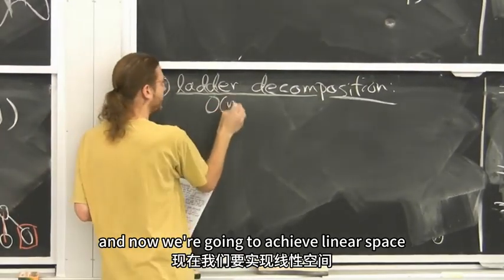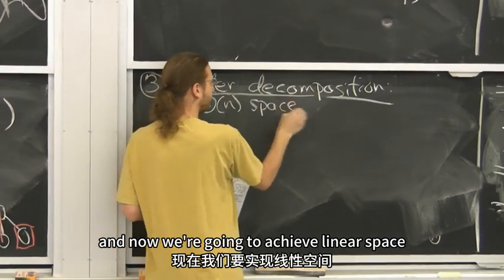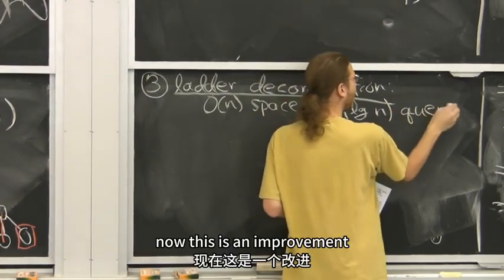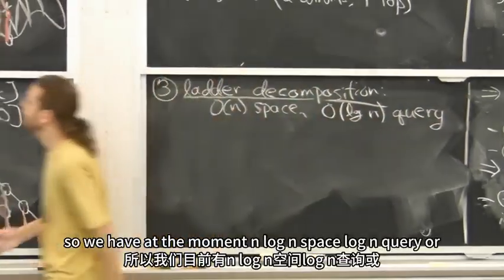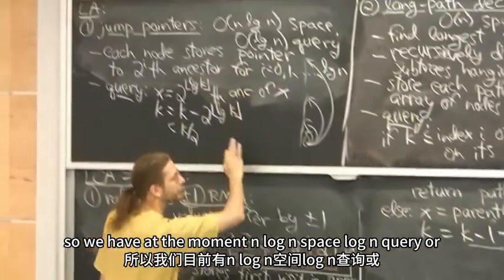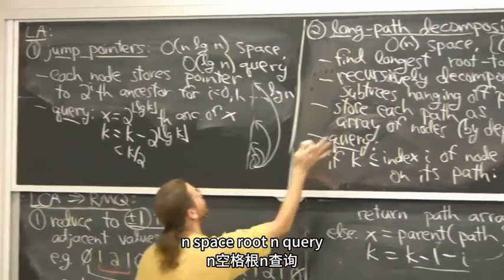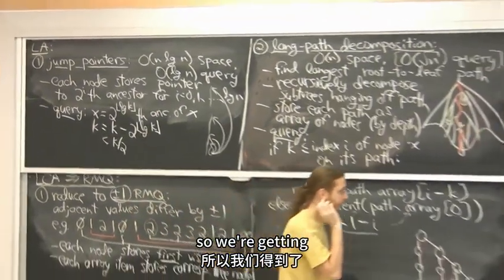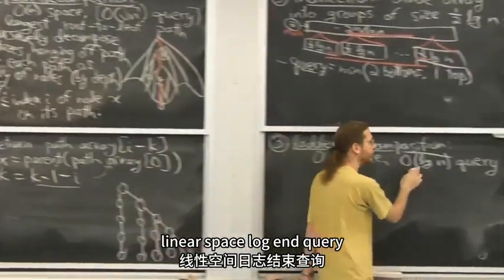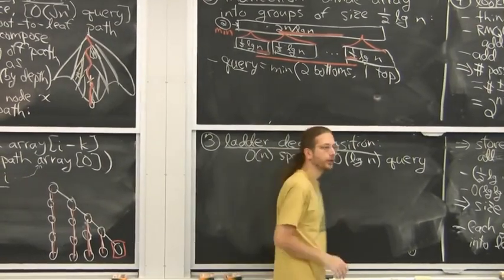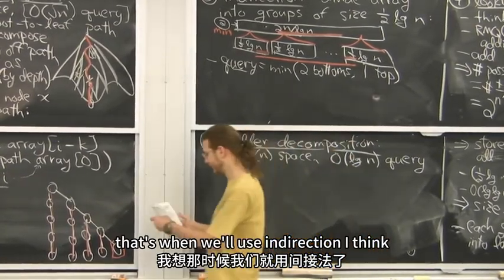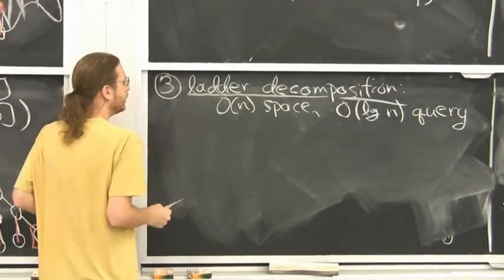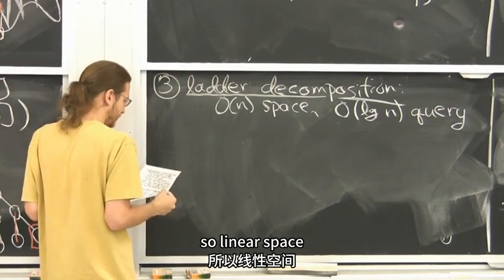Now we're going to achieve linear space, log n query. Now this is an improvement. So we have at the moment n log n space, log n query, or n space, root n query. We're basically taking the min of the two. Right, so we're getting linear space, log n query. Still not perfect. We want constant query. That's when we'll use indirection, I think. Yeah, basically. A new type of indirection, but okay. So linear space, log n query.